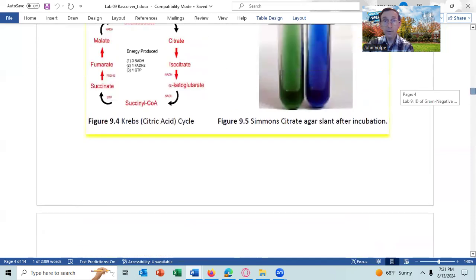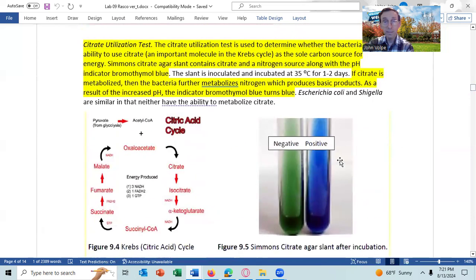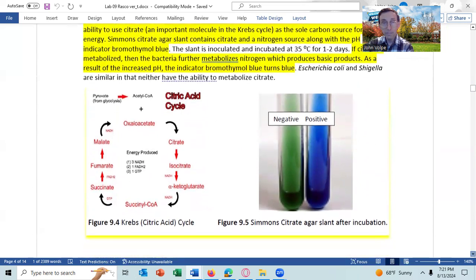All right, any questions about the citrate test? So it's blue and the test is positive, green if it's negative. You may not see growth in the green, and in the blue you should see growth, although I don't see any there, but it should be blue.